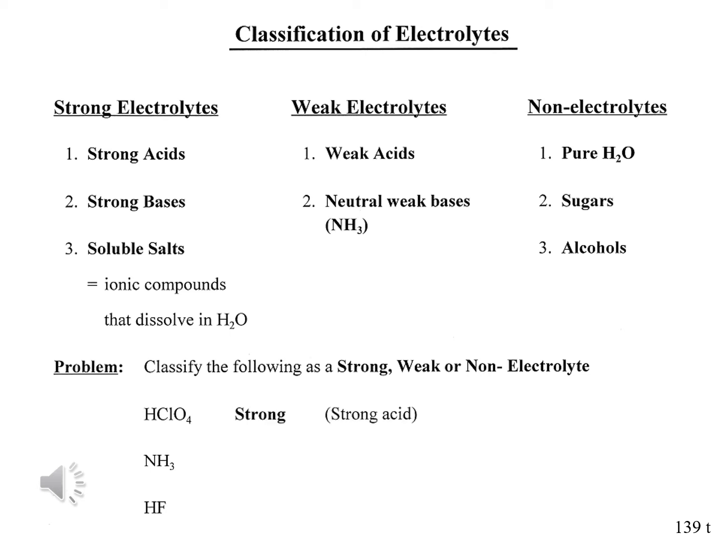If we practice classifying using this scheme, as soon as you get to what it is, there's no overlap. As soon as you find one, that's what it is. So HClO4 is a strong acid, which also means it must be a strong electrolyte. Ammonia is the neutral weak base, only ionizes a few percent, and so it's also called a weak electrolyte. And HF, Homewood-Flossmoor, is that what it is? Hydrofluoric acid. It's a weak acid because it's not one of the six. Since it's a weak acid, it's also considered a weak electrolyte.